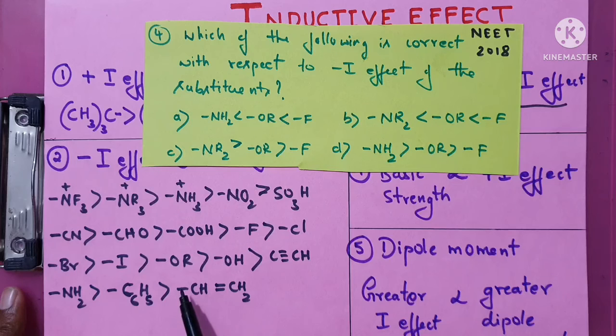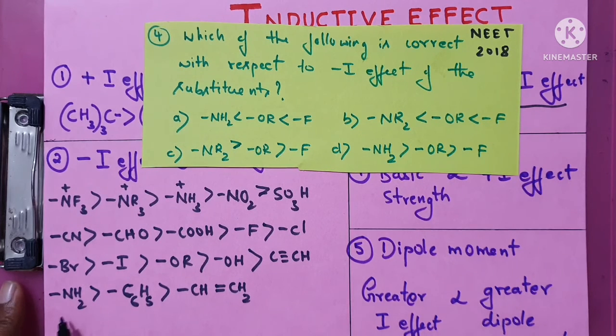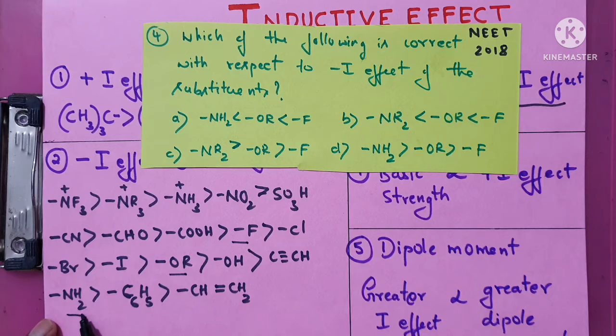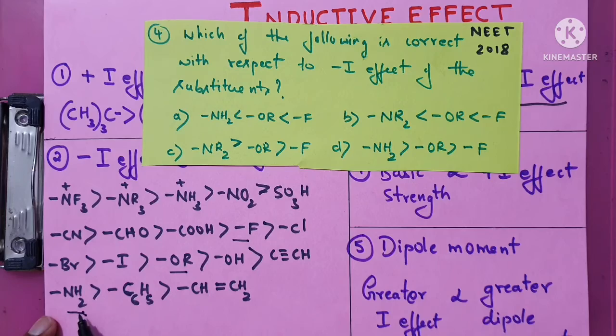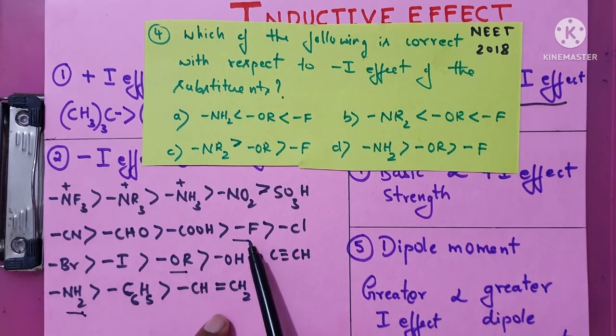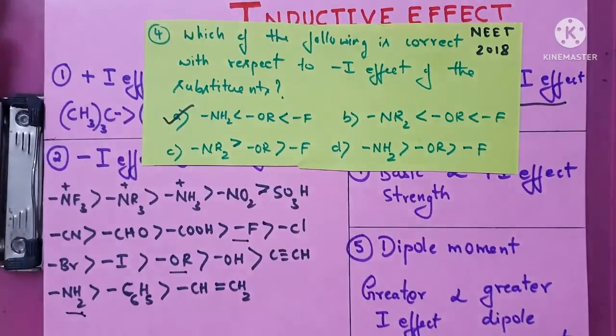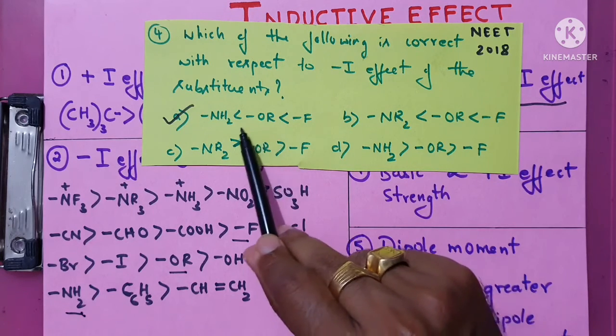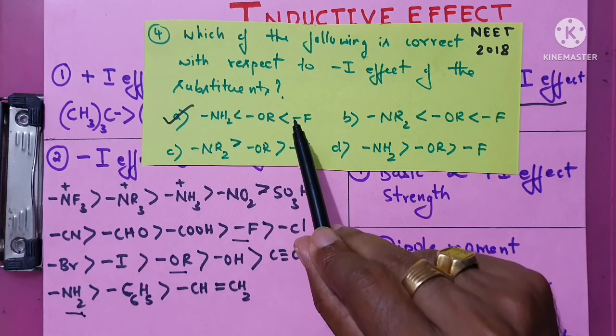If we go in this direction, what will be the correct answer? Let us go one by one. Here is the NH2. First comes NH2. After NH2 comes OR. After OR comes F. Therefore, first NH2, which will be showing less minus I effect. Then comes OR, then comes F. Therefore, definitely option A is the correct answer, where NH2 comes first and then OR. This order is the correct option. Option A is correct.